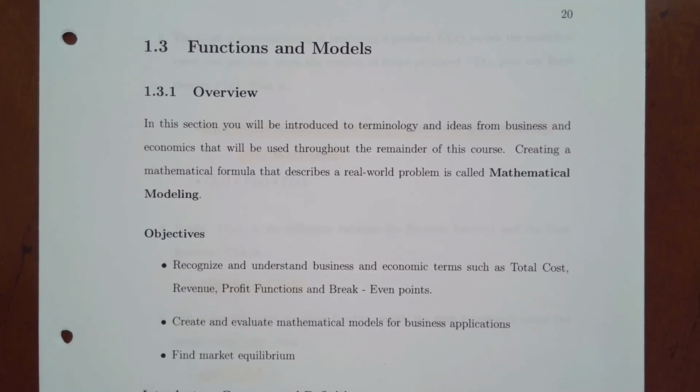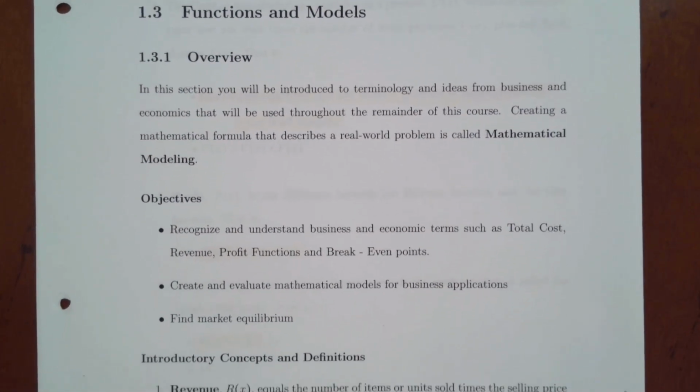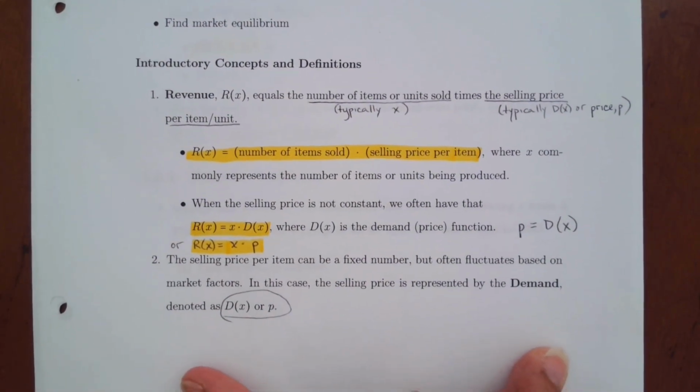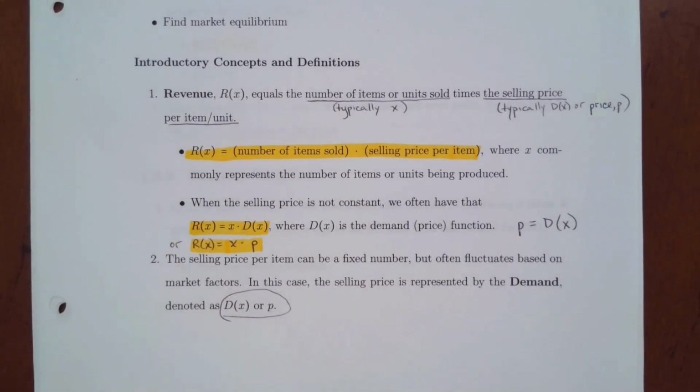So today, what we're going to do is, first off, make sure we recognize and understand the business and economic terms: total cost, revenue, profit, functions, and break-even points. Then we're going to create and evaluate these functions, these mathematical models for business applications. And then lastly, we're going to look at what's called market equilibrium.